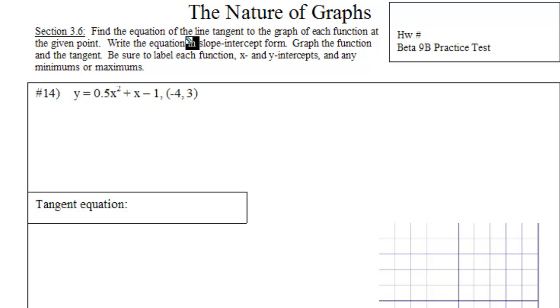Number 14, you're supposed to find the equation of the line tangent to the graph of each function at the given point. So here's our function, here's our point. Write that equation, the tangent line, in slope-intercept form. Slope-intercept form is y equals mx plus b. M is the slope, b is the y-intercept.